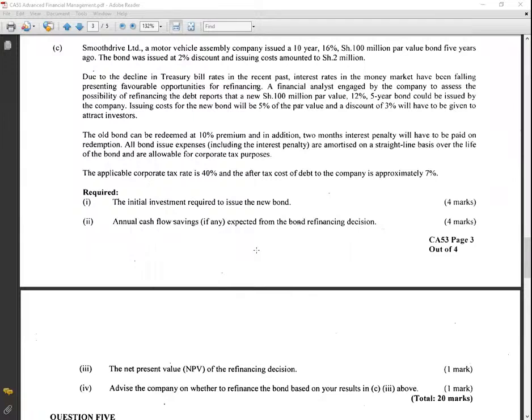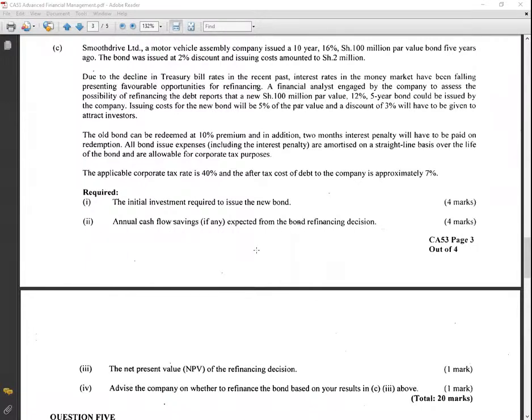So allow the teacher to repeat this very fast. Roman 2, annual. Annual means what? Per year. So I will come here and write old bond. If I write old bond, I will get all the marks, to tell the truth. So as a finance manager, in the old bond, what do I expect every year?